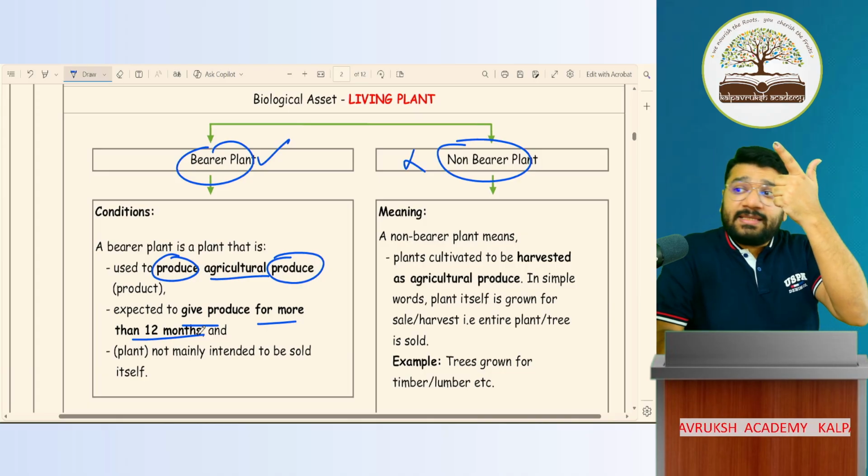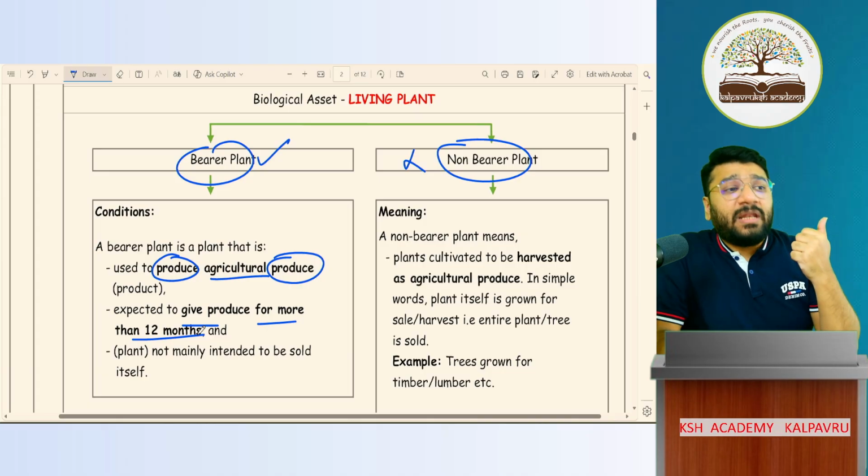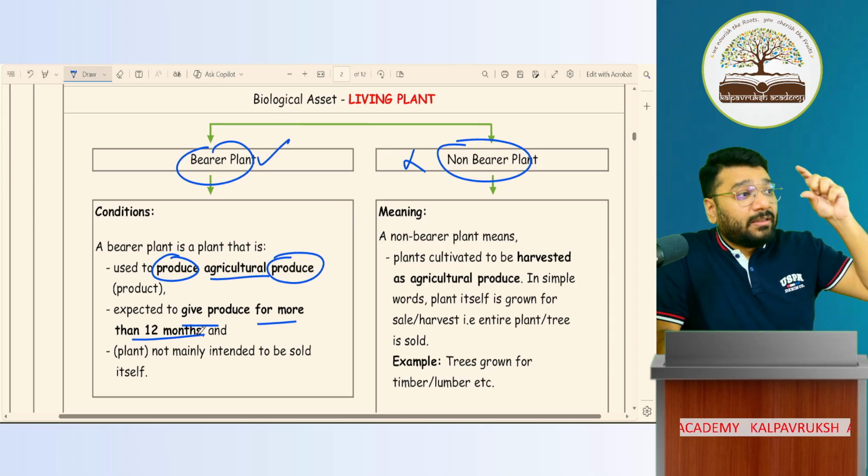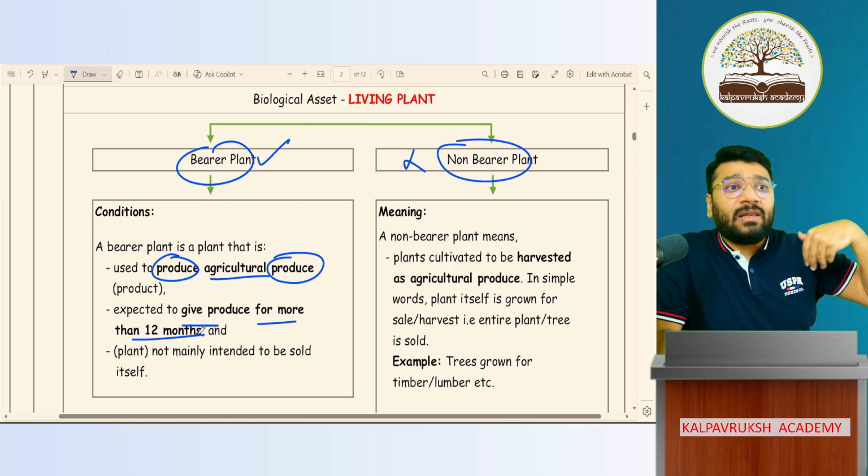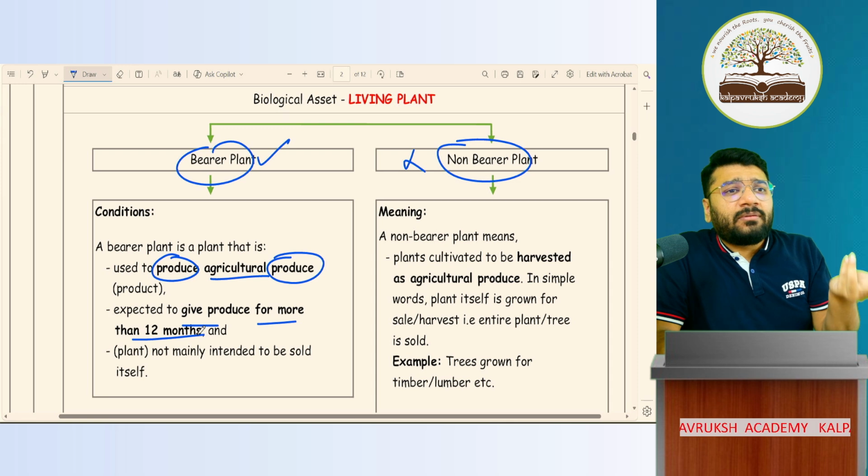Correct? This AC I will capitalize when I'm getting this benefit from this AC for more than 12 months. The sole purpose of capital expenditure is what? The benefit should be accrued to the business for more than 12 months. Similar logic is applied here. What is wrong here? Nothing wrong.